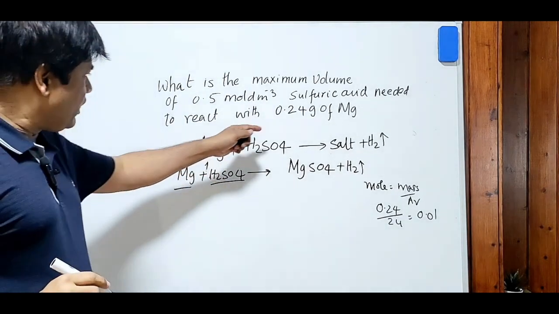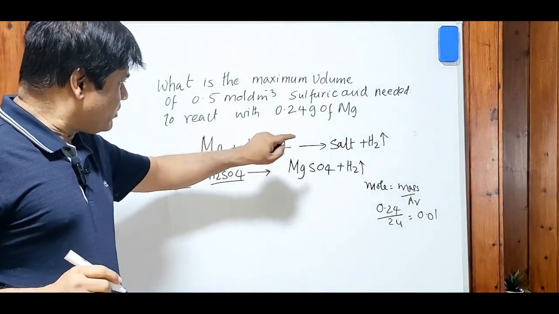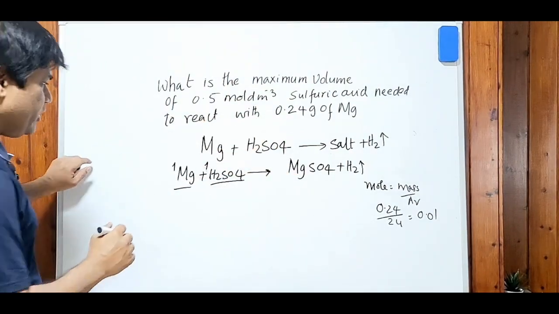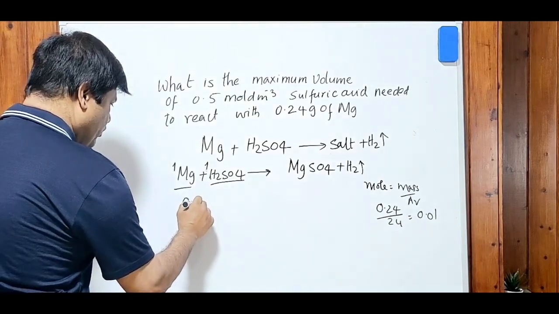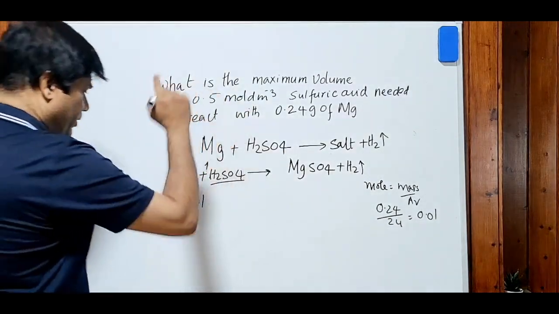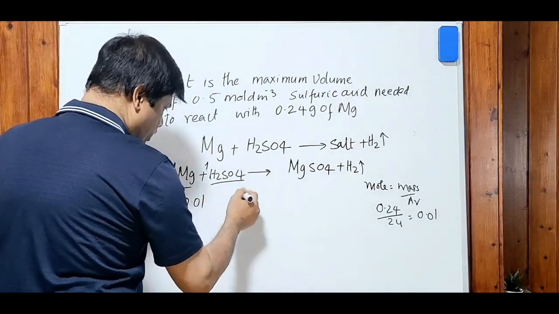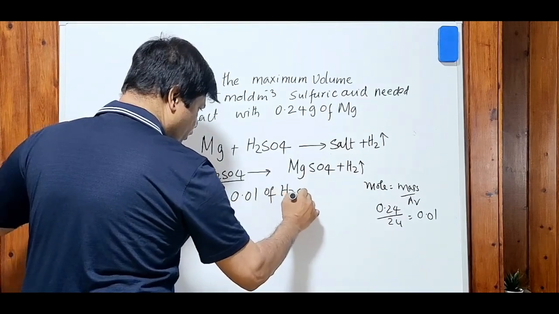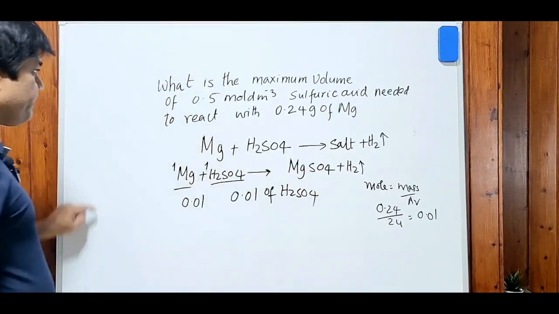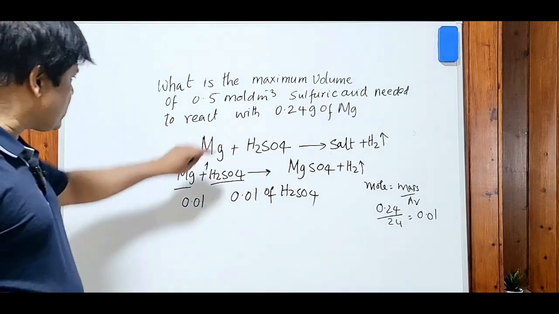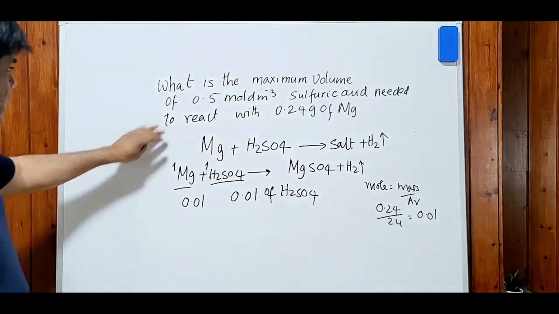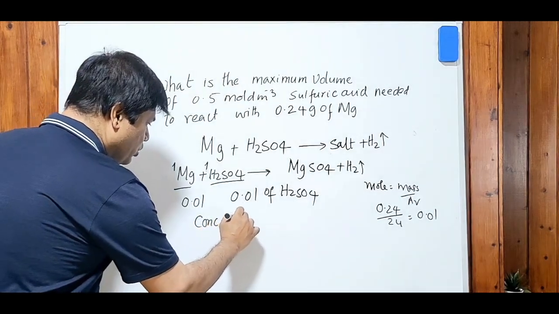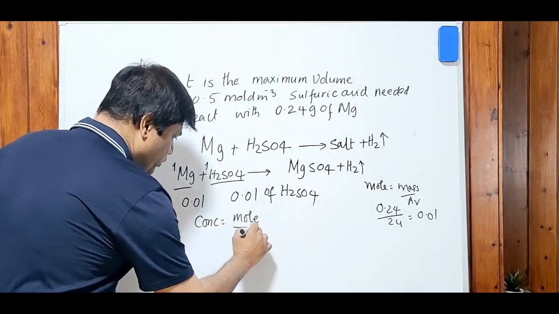Look at the 1:1 molar ratio. With this gram, we just worked out the mole of magnesium, 0.01 mole. So that is also equal to 0.01 mole of H2SO4. So we got the mole. Now we have to figure out its volume by using the concentration formula. Conc equals mole over volume.